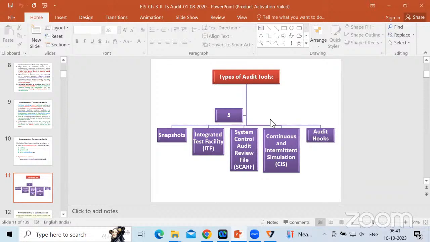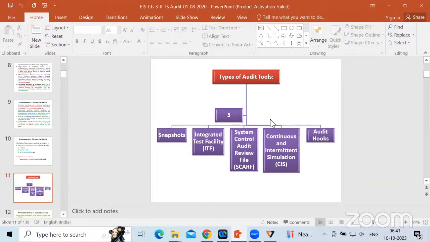First one is snapshot. So what is snapshot? It is very simple. You are taking the photograph. While a processing is being carried out, the snapshot tool will keep on taking the photographs. If something odd or fishy is there, it can be inspected further for further analysis.